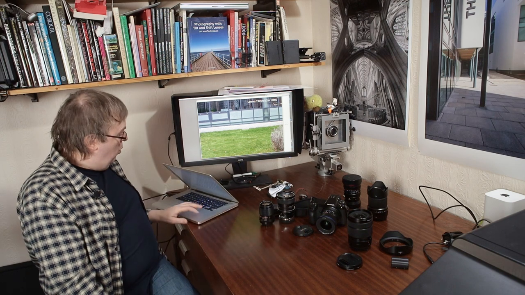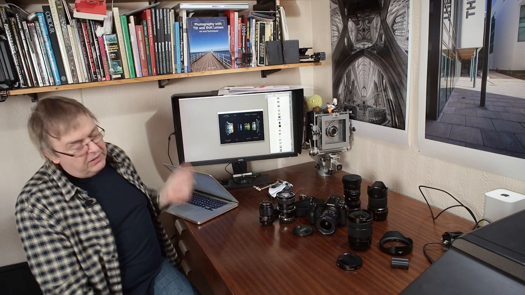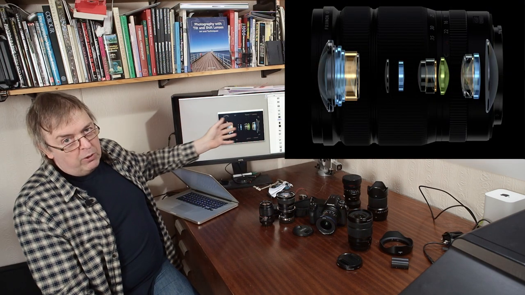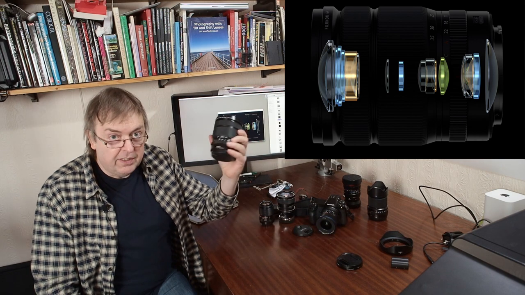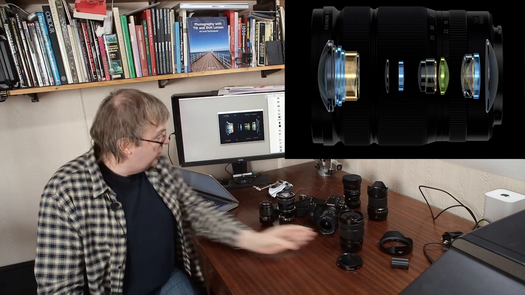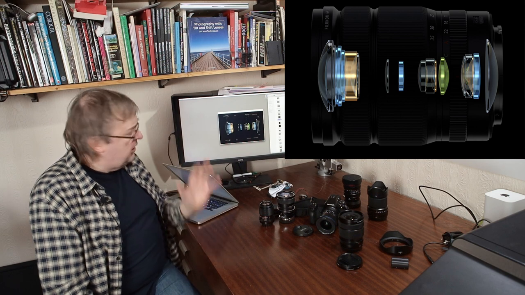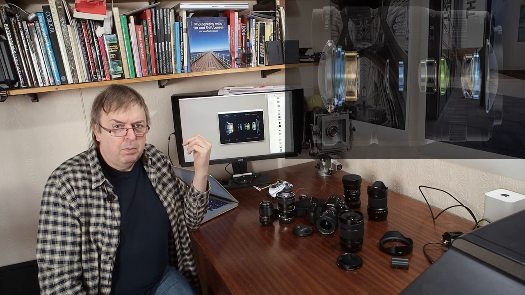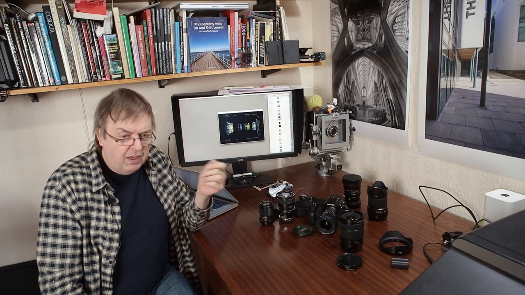So, what are the lenses like inside? Well, here's Fuji giving a nice cutaway diagram showing all the different bits of glass that live inside this lens here. And it's quite a complex design. It's not too complex, but it's got quite a lot. The different colours, I'm going to presume, refer to different types of glass.